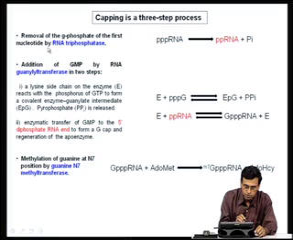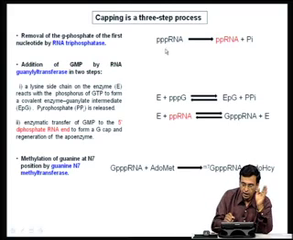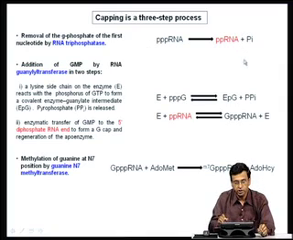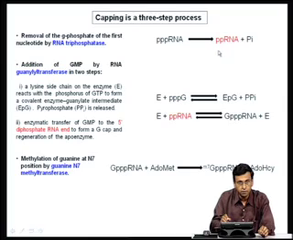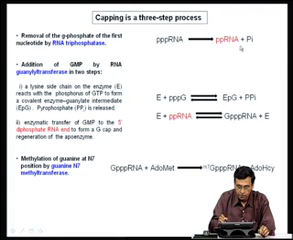The first step in mRNA capping is the removal of the terminal phosphate of the first nucleotide by RNA triphosphatase. Remember, the first nucleotide at the 5' end of the mRNA is a triphosphate, and the first step in the capping process is the removal of one of the phosphates so that it becomes a diphosphate. So, pppRNA becomes ppRNA with the removal of an inorganic phosphate. I have depicted this ppRNA in red color because it has a very important role which we will discuss in the next slide.